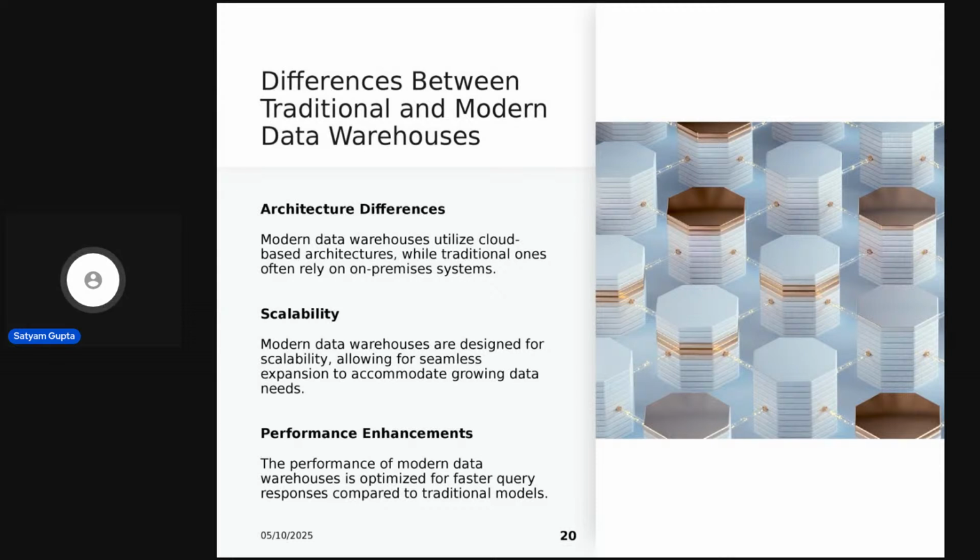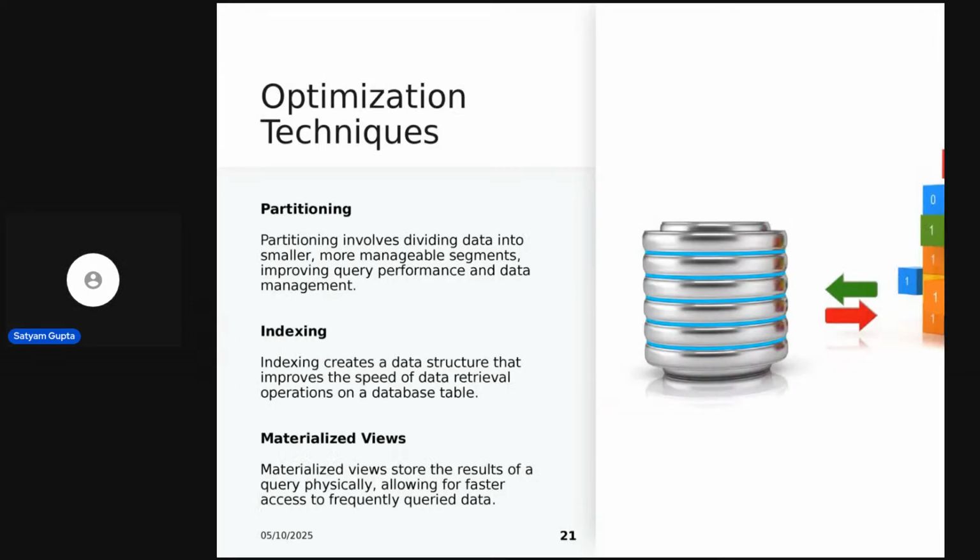Okay, so as I already told, the difference between modern and traditional warehouses is that architecture-wise they are better. Scalability, they can handle very large data and they can be scaled very easily. Okay, so some of the optimizing techniques in warehouses, I am just mentioning them.